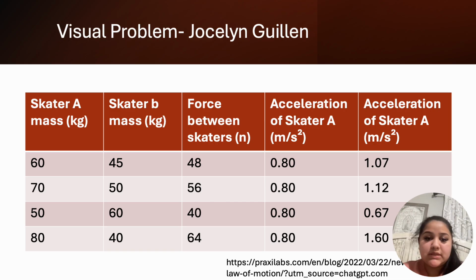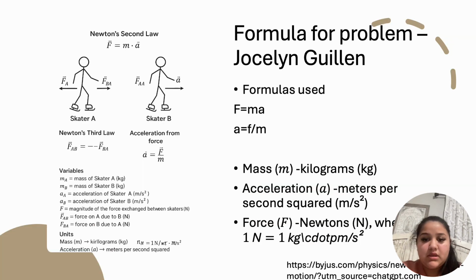Below is the visual for the problem. It's a chart that I created with the masses of skater A and skater B. Formulas for the problem. Formulas used are F equals m times a, and a equals F divided by m.